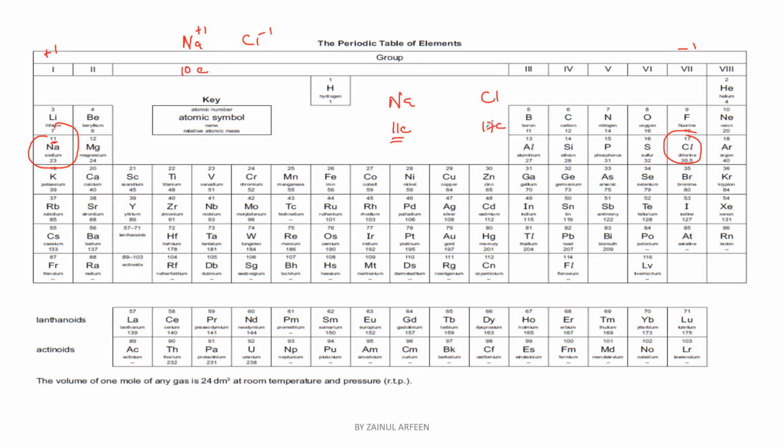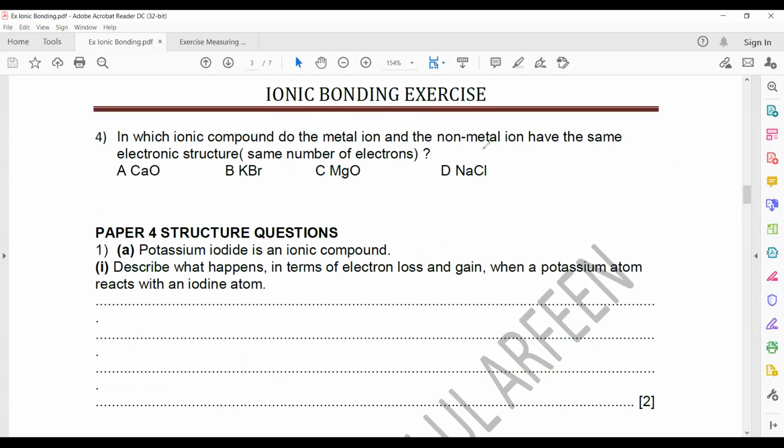The chlorine atom has 17 electrons, but the chloride ion, because it gained an extra electron, will have 18 electrons. So in this example as well, the sodium ion and chloride ion do not have the same number of electrons. That's why option D is also not correct. So it was not D, it was not B, it was not A, it was C. Is it clear?